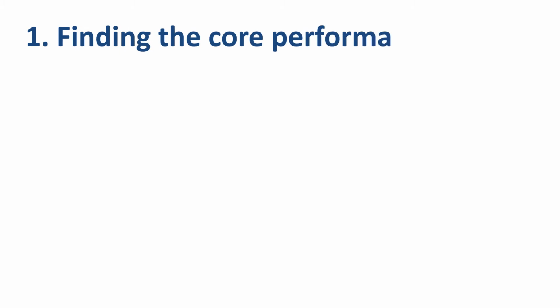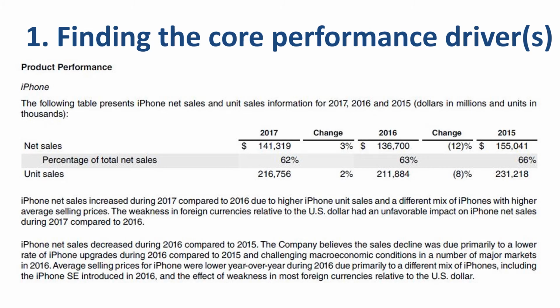First reason to review the MD&A: finding the core performance driver or drivers. When I want to learn about Apple's financial performance, the first question I ask is, how many iPhones did they sell? The MD&A provides the answer to that question. 217 million iPhones, generating a revenue of $141 billion, which is 62% of Apple's total revenue. iPhone net sales increased during 2017 compared to 2016 due to higher iPhone unit sales and a different mix of iPhones with higher average selling prices.